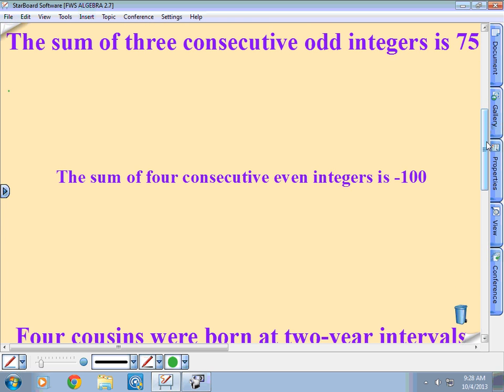The sum of 3 consecutive odd integers is 75. All right, Weston, what am I going to do with this? What does sum tell me? Add. How many plus signs am I going to need? I'm adding 3 things, so 2. There you go. So if I add those, my 3 things is 75. That equals 75.